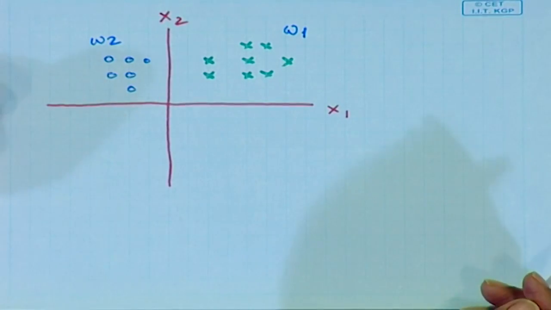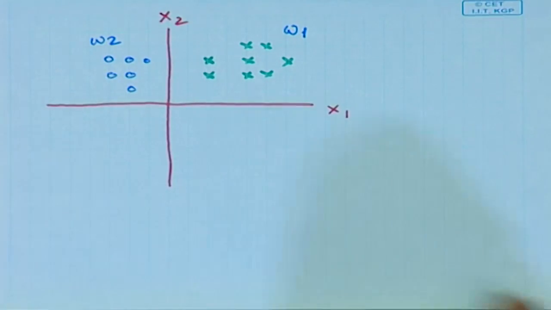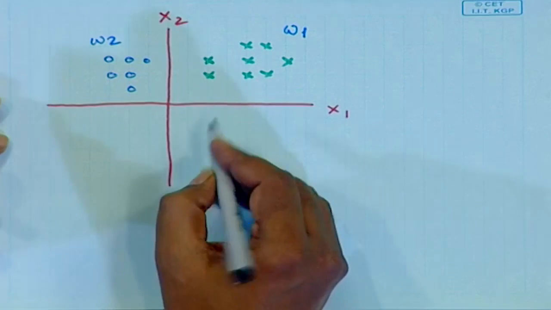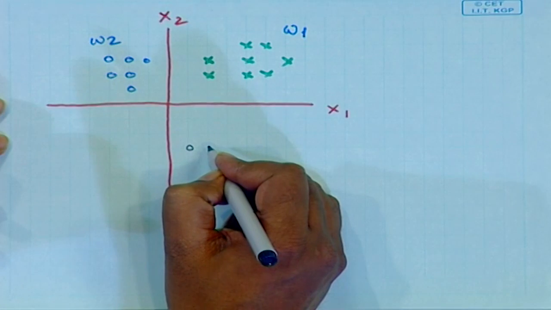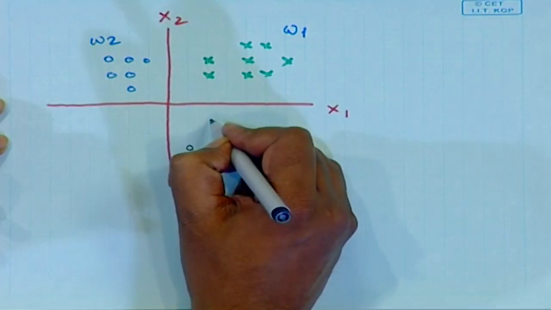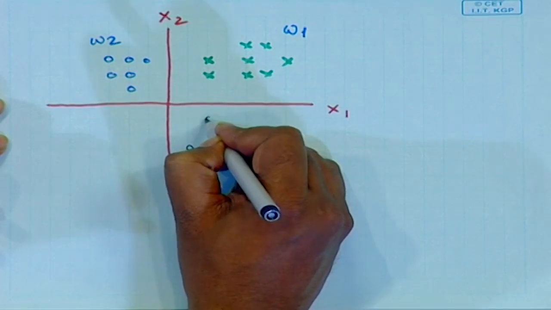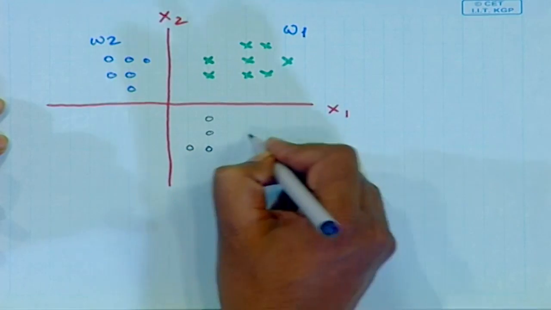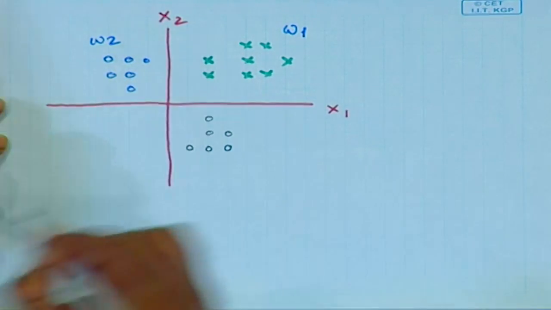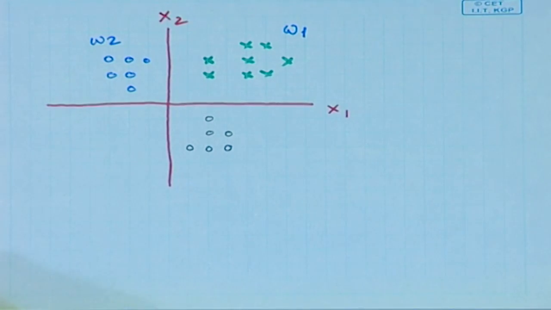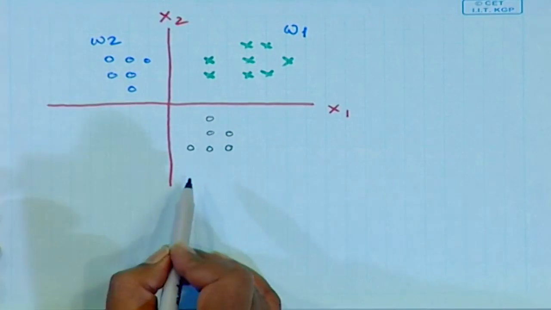So, as I said, to have a uniform decision rule, I negate all the samples which are given from class omega 2. So, all these samples have to be negated. So, the negated samples will be like this. I will have them over here. So, these are the negated samples. If this is y, this is minus y.